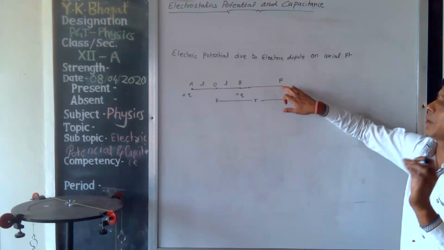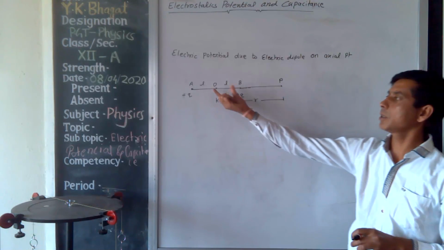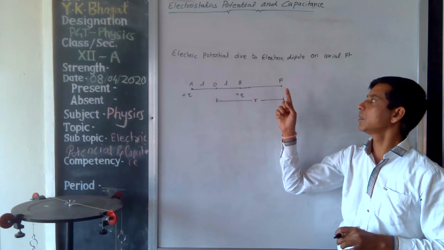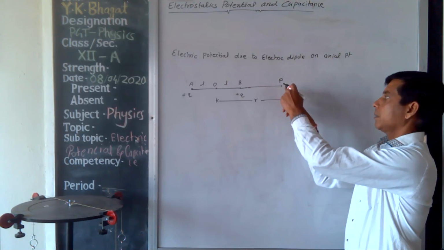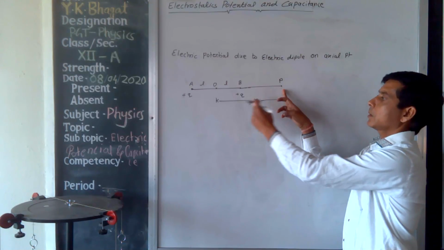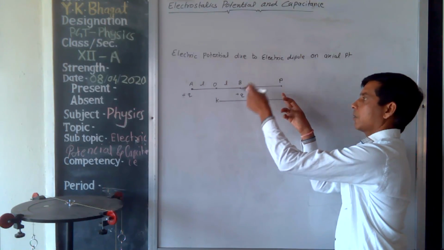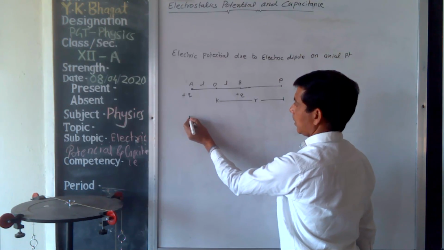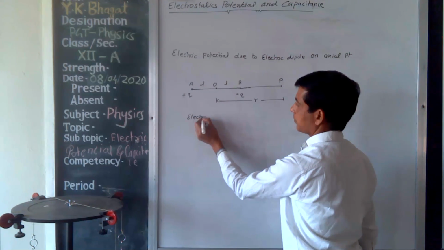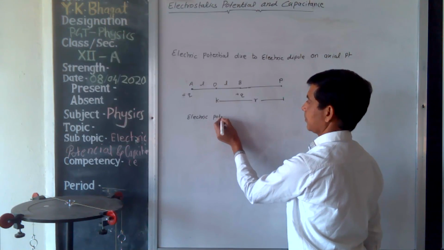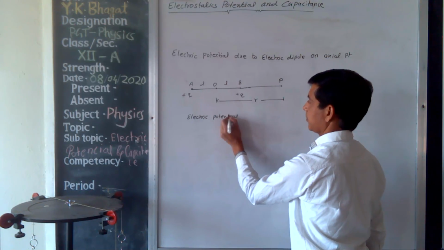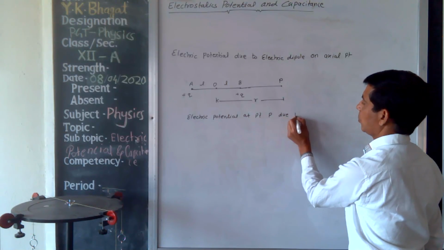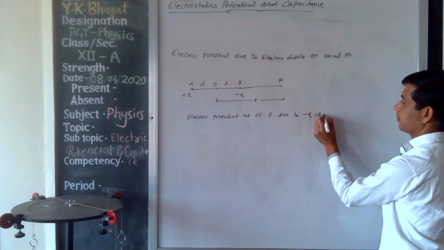That means what will be the value of electric potential due to this dipole, and we know that potential is due to the charge. That means what will be the electric potential due to the minus q charge as well as the plus q charge. So at first, electric potential at point P due to the minus q charge.